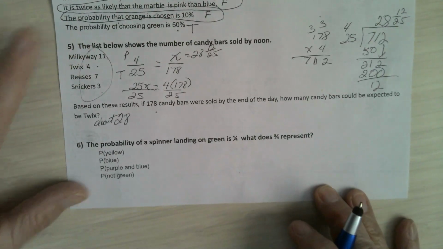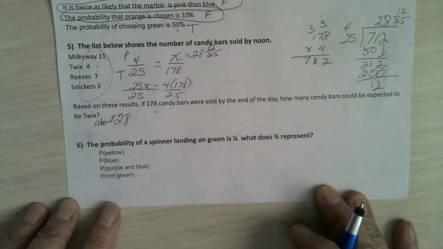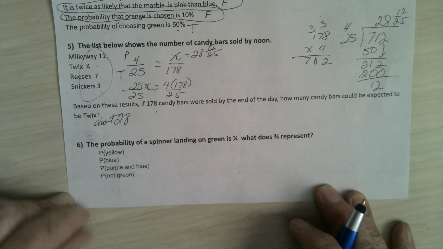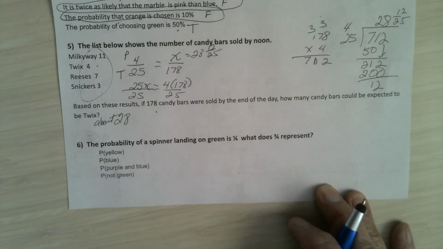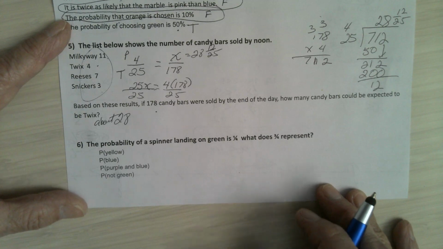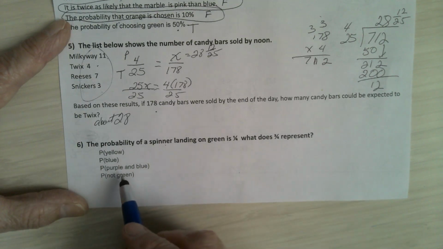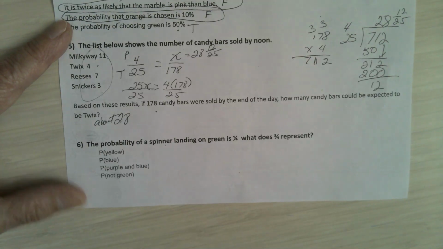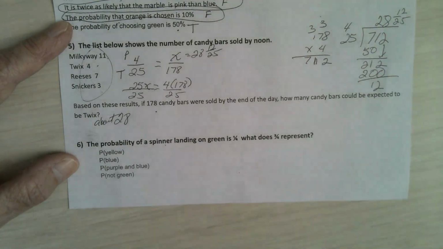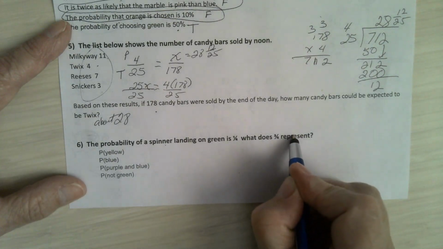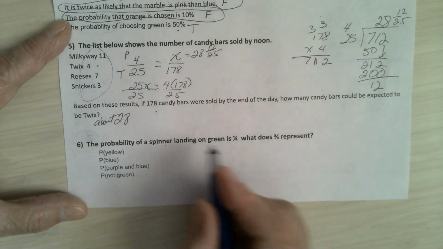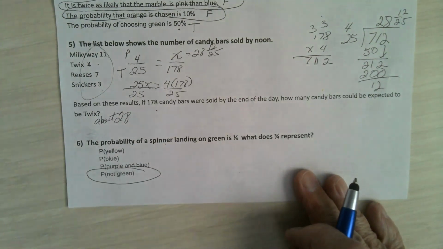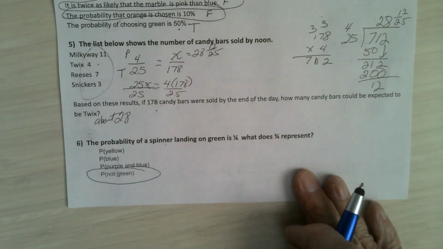Number 6. The probability of a spinner landing on green is 1/4. What does 3/4 represent? Okay, so 1/4 landing on green. What does 3/4 mean? Oh, 3/4 means not green, right? It's its complement. So 3/4 would be not green. That's almost like a trick question on that. Any questions?